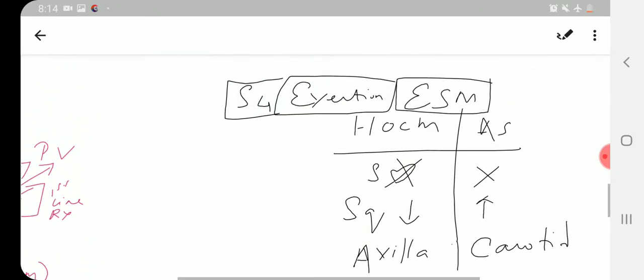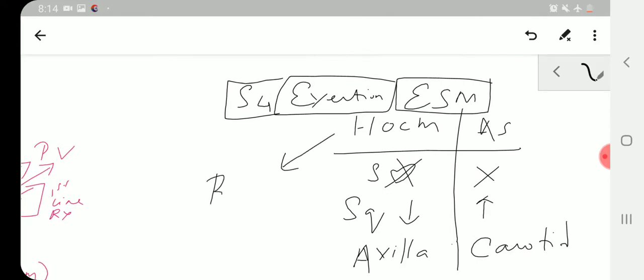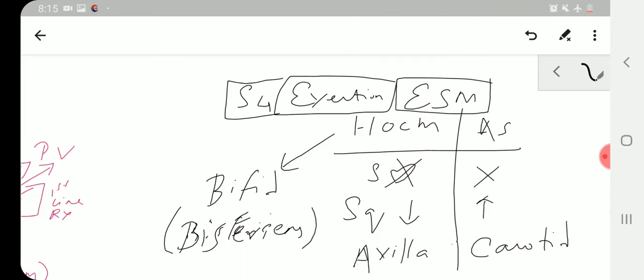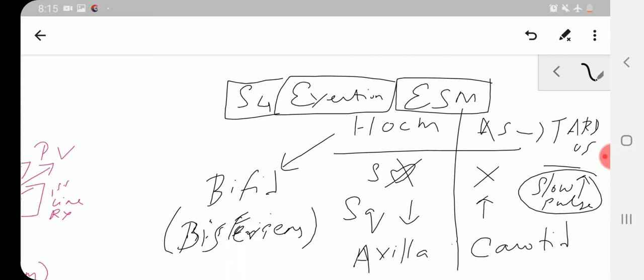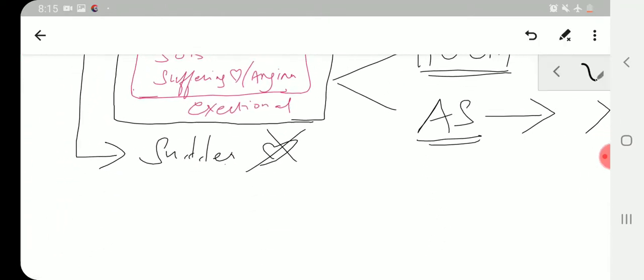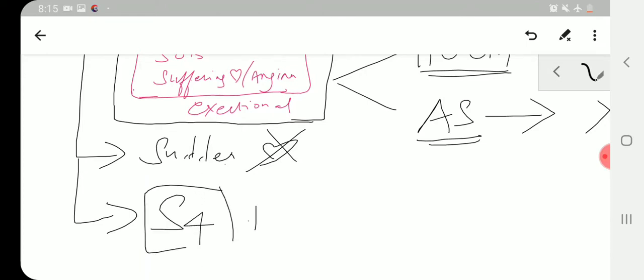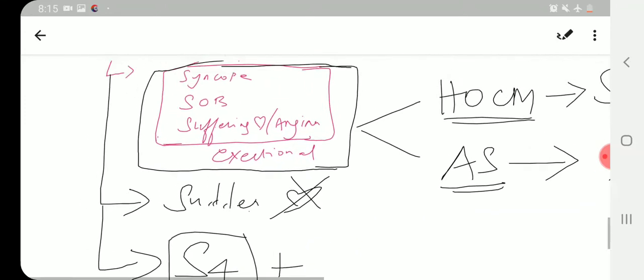The carotid pulse of HOCM is a bifid pulse, that is pulsus bisferiens. In aortic stenosis, it's pulsus tardus. That means slowly the pulse will rise. Slow rising pulse is a feature of aortic stenosis, pulsus tardus. So the point that we missed in this list of S is S4 heart sound. I hope this discussion is helpful.